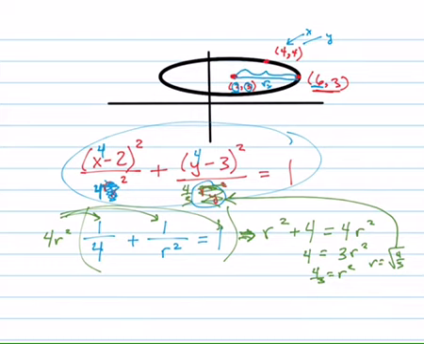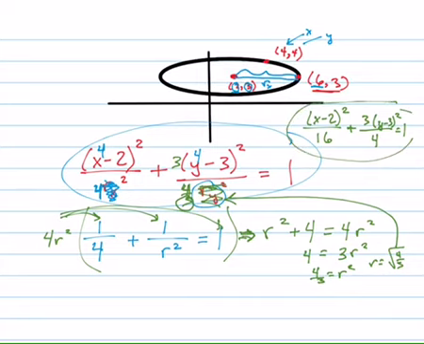And now, to clean this up, I take the 3 and I drop it up here, and I leave the 4 on the bottom. So your answer, I'll squeeze it in up here, is (x minus 2) squared over 16 plus 3 over 4 times (y minus 3) squared equals 1. That's the equation of that ellipse.